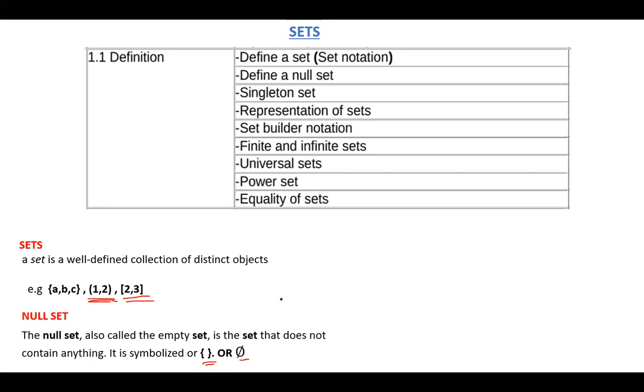All right. So these are the 2 symbols that are used for a null set or an empty set. I'm pretty sure most of us know what an empty set is, so we don't need to spend much of our time here.